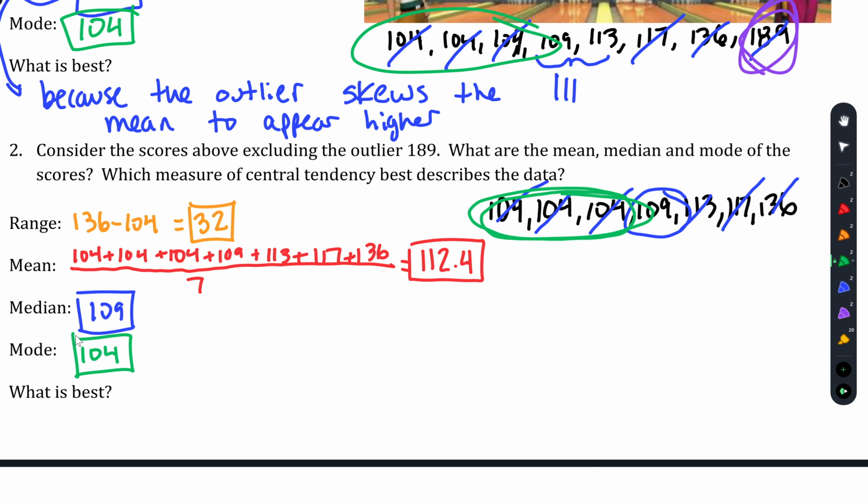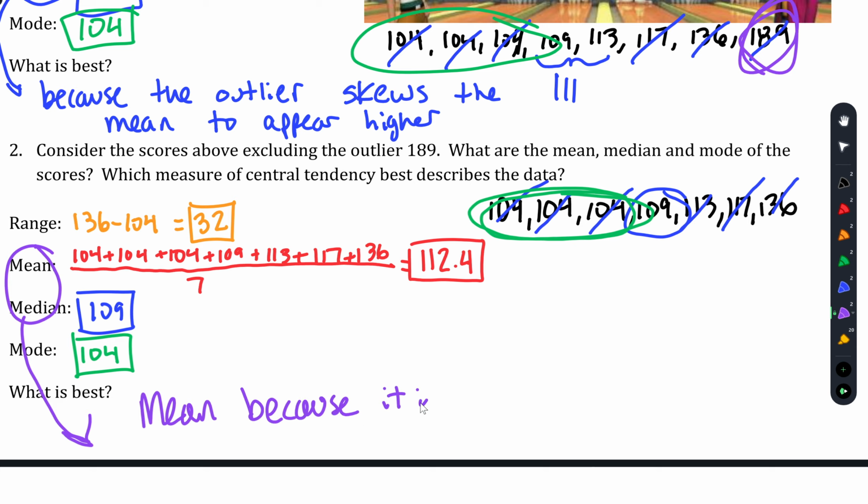And then what do you think? I would say the mean is probably the best now. It's not skewed, so it's pretty dead on. When the mean and the median, when these two are close to each other, that means our average is going to be pretty good. So I'm going to say the mean because it is close to the median.